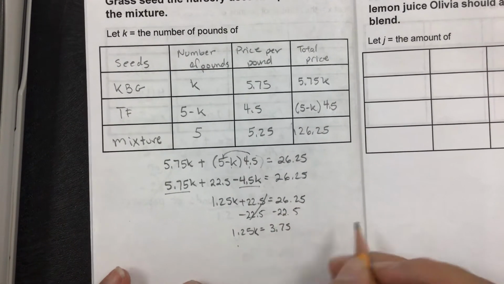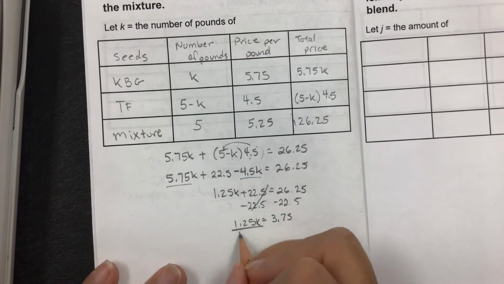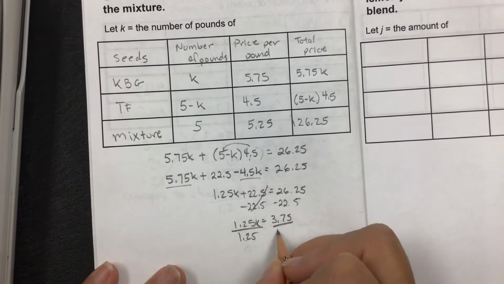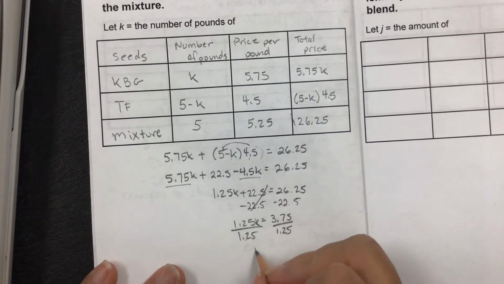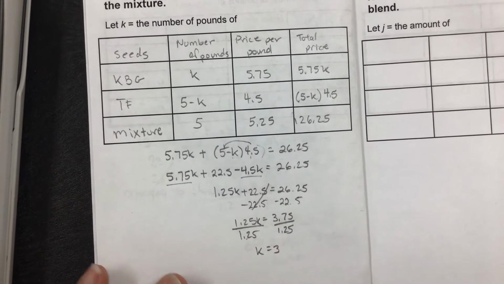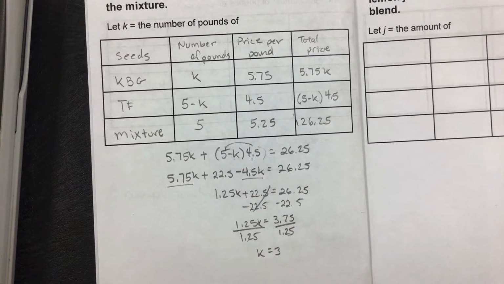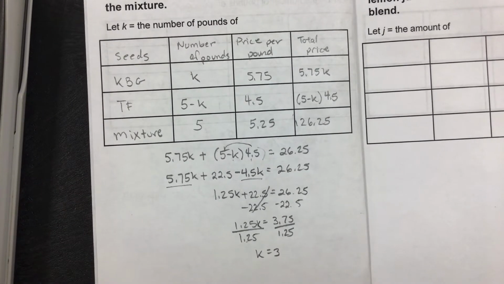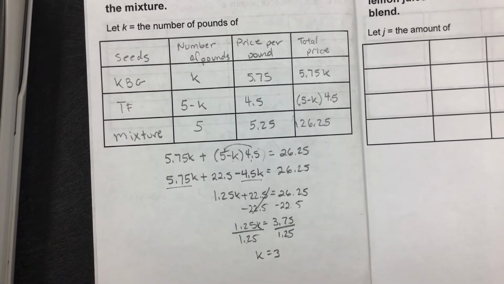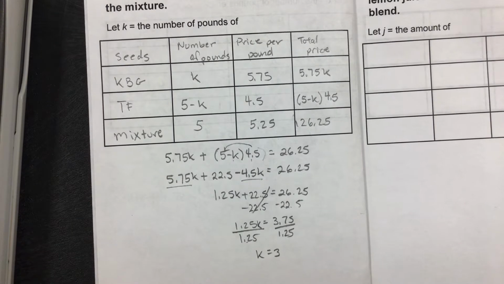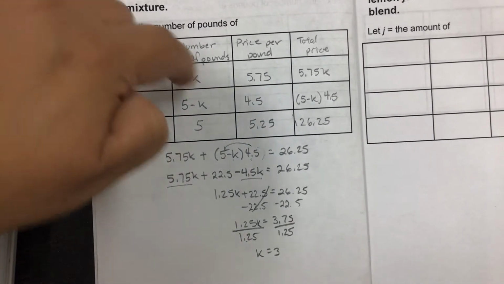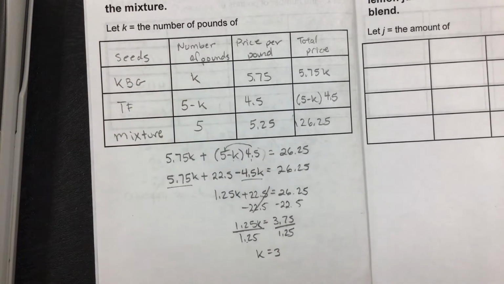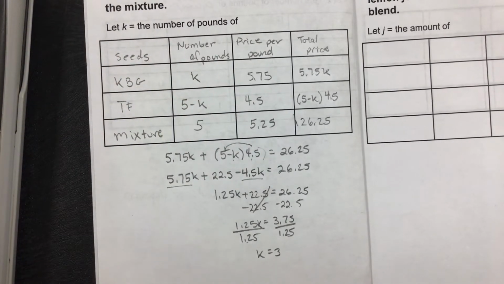And I forgot my letters, sorry about that. There's the K. So now we divide by 1.25. K is equal to 3. That means that there has to be 3 pounds of the Kentucky bluegrass. Well, that kind of makes sense, right? If we do this one 3, then 5 minus 3 is 2 for the tall grass.